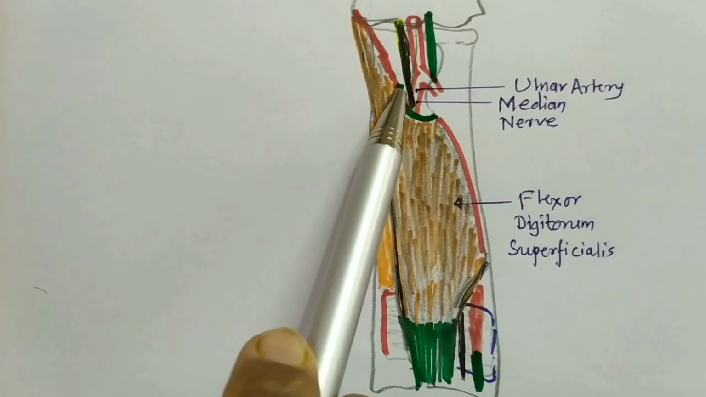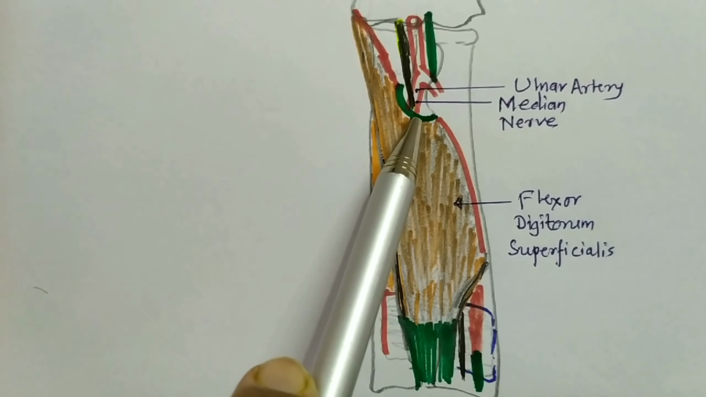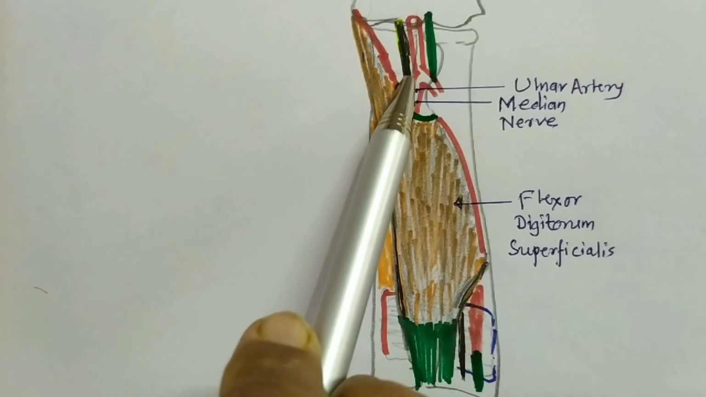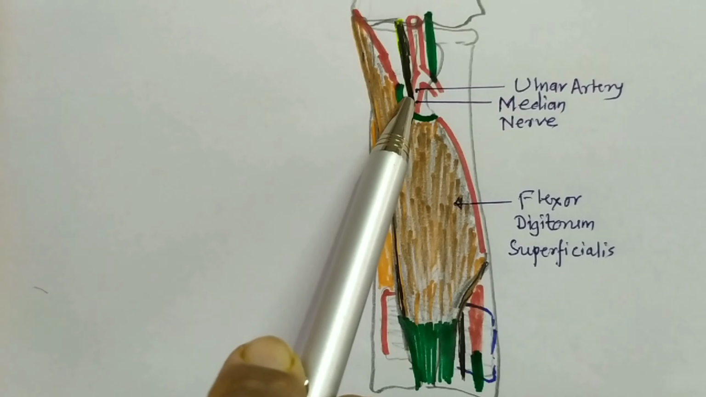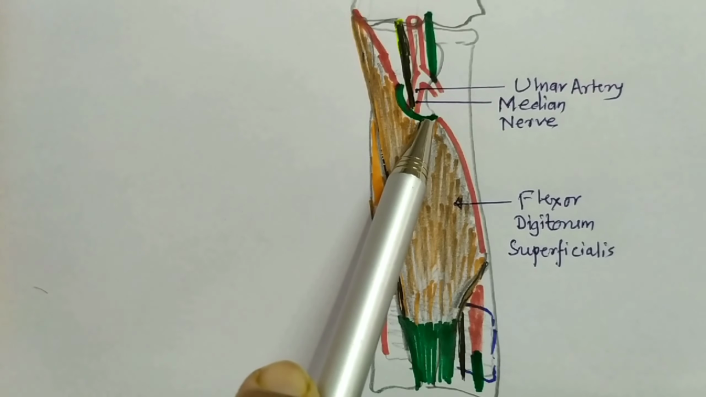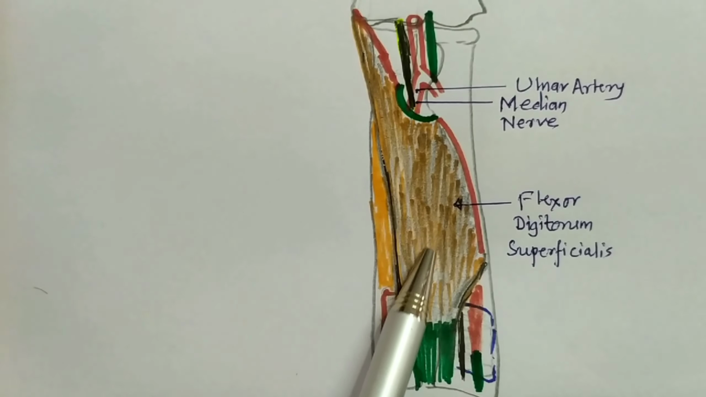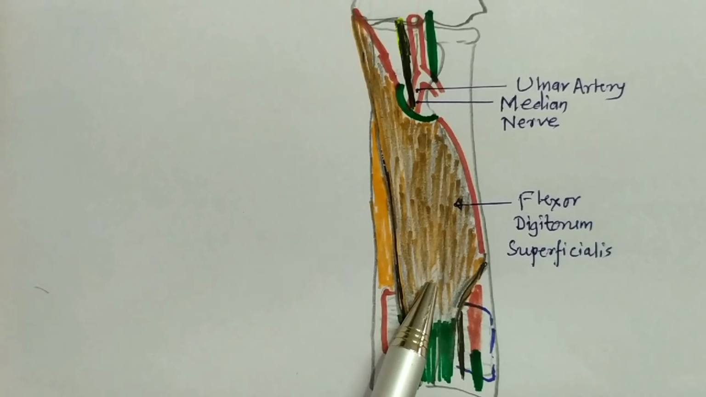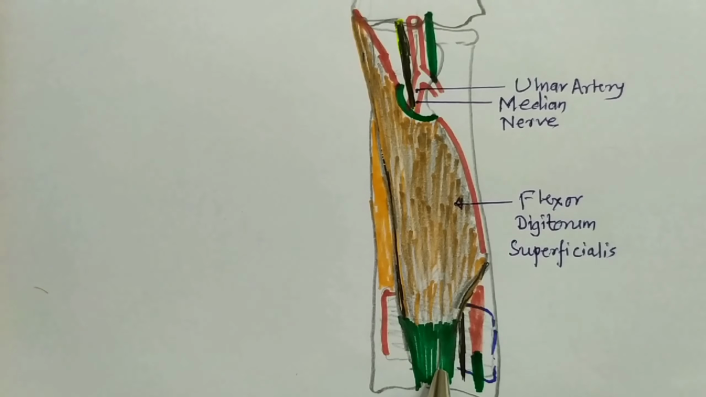These 2 heads are connected by a fibrous arch, and deep to the fibrous arch passes median nerve and ulnar artery. The median nerve, after passing deep to the fibrous arch, is adherent to the deeper surface of flexor digitorum superficialis. The flexor digitorum superficialis tendon divides into 4 tendons for 4 fingers, and it is inserted on bases of the middle phalanges.